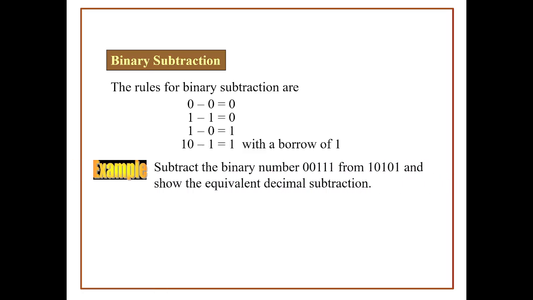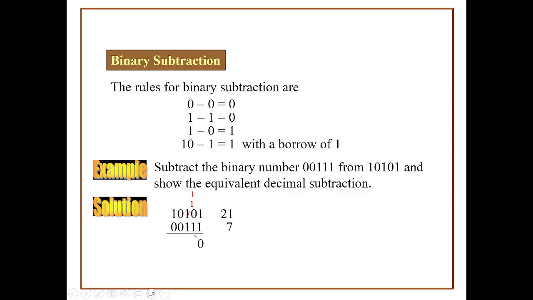Subtract the binary number 0, 0, 1, 1, 1 from 1, 0, 1, 0, 1 and show the equivalent decimal subtraction. Solution: we can see that 1, 0, 1, 0, 1 equals 21. 0, 0, 1, 1, 1 equals 7. Okay, so you try to subtract. So 1 minus 1, 0. 0 minus 1 cannot, so you borrow from 1 here. You get 1 and 1.